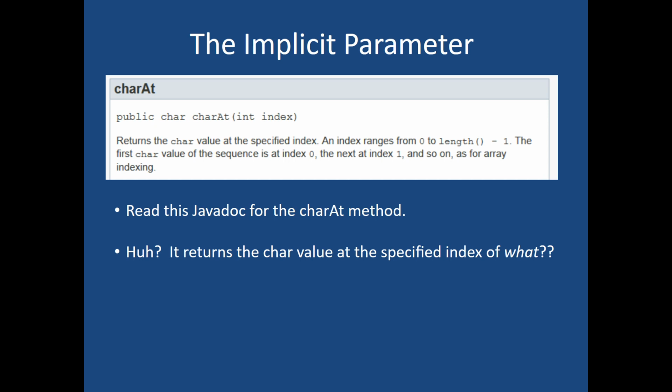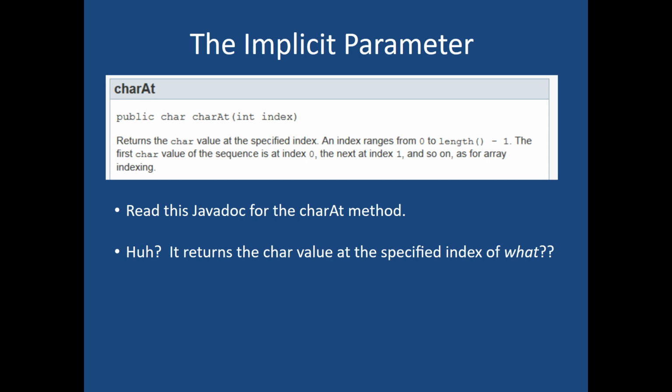So what's the answer? Yeah? Well, the string that you're calling the method from. Right, the string that you're calling the method on, the implicit parameter, that's what it's saying. So really it should say returns the char value at the specified index of the implicit parameter. But if the documentation was always explicit about the implicit parameter, we wouldn't call it the implicit parameter. It's implicit because it's assumed that you know that this is referring indirectly to the object on which the method was invoked, the implicit parameter. So it doesn't show up in the header anywhere.